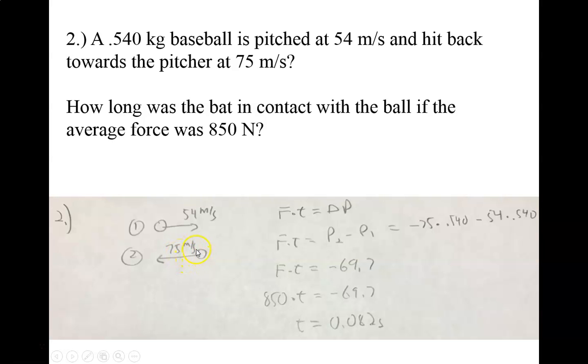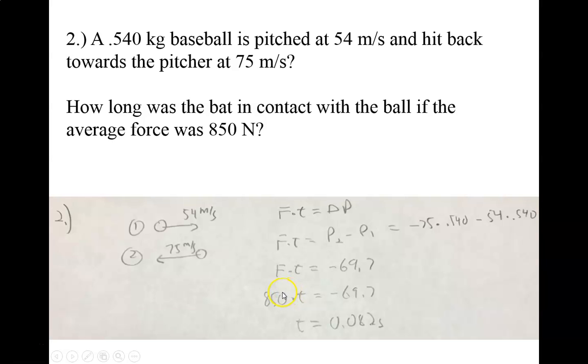So P2 is our 75 meters per second to the left. It bounced back, so that's going to be in the negative direction. So that's -75 times 0.54, minus my initial momentum, which is positive 54 times 0.54. So I'm subtracting a positive number from a negative number, and I get -69.7. So that's going to equal F times T.